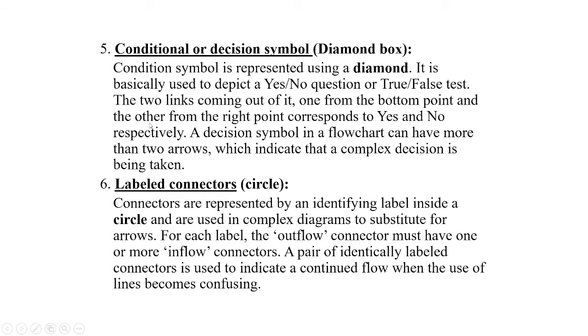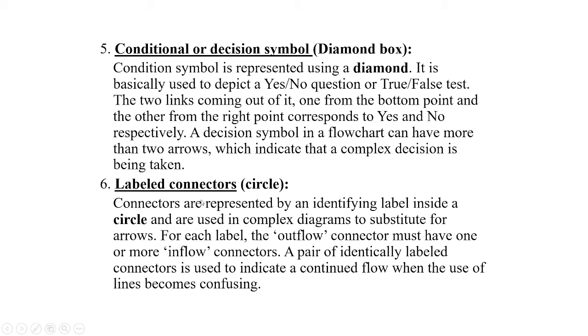And in the fifth point, we are talking about the decision or conditional symbol, and the graphical representation that we use is a diamond box. It is used to depict a yes or no question or a true or false test. There will be two links coming out of it, one from the bottom point and the other from the right point, corresponding to yes or no, or sometimes we can use right or left to represent yes or no. The decision symbol in a flowchart can have more than two arrows, which indicates that a complex decision is being taken.